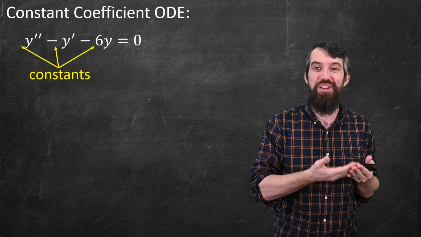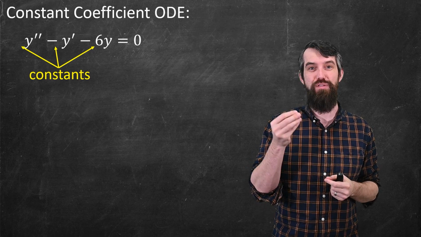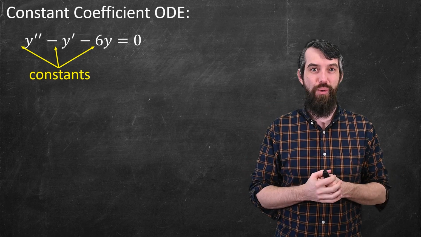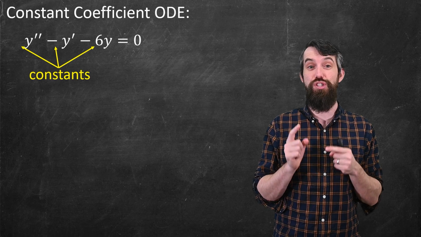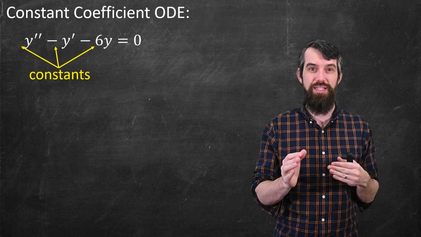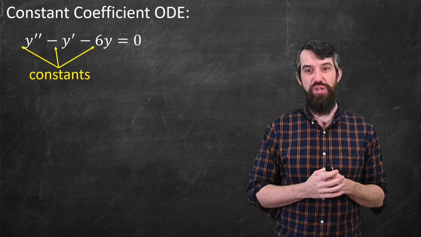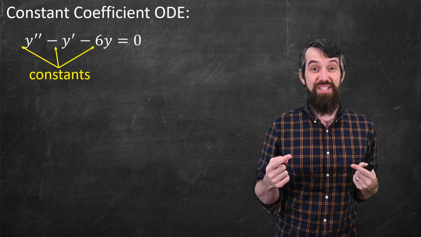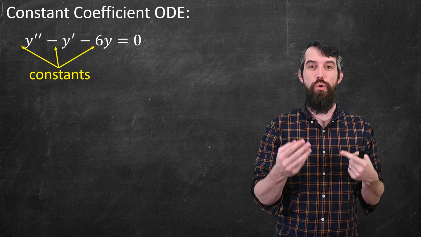1 out the very front, even though it's not written down, minus 1 in front of the y prime, and minus 6 in front of the y. So it's not just a linear differential equation, it's a constant coefficient one. The coefficients are not even allowed to be functions of x, they have to be actually constants. And this is a second order constant coefficient differential equation because the highest derivative is 2. Indeed, this is our first example of an order 2 differential equation. All our previous examples were order 1.